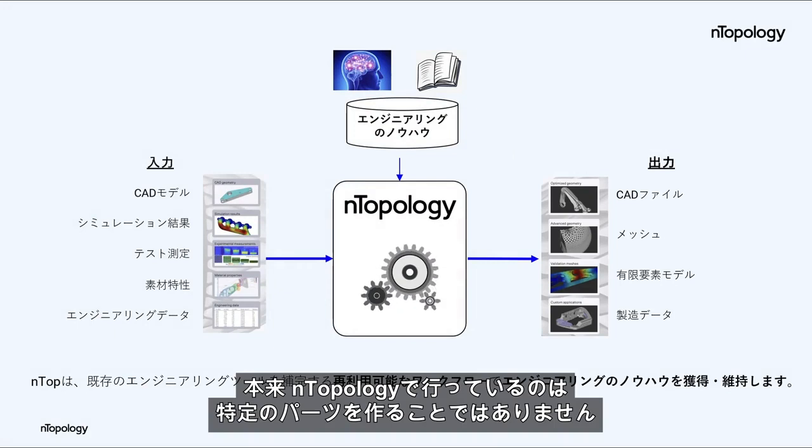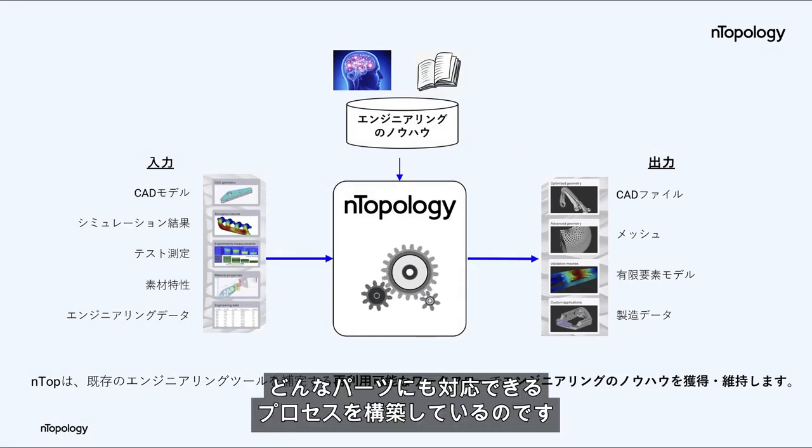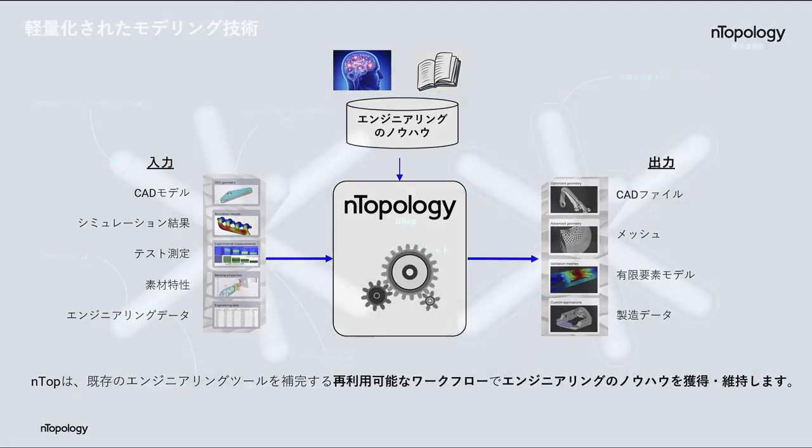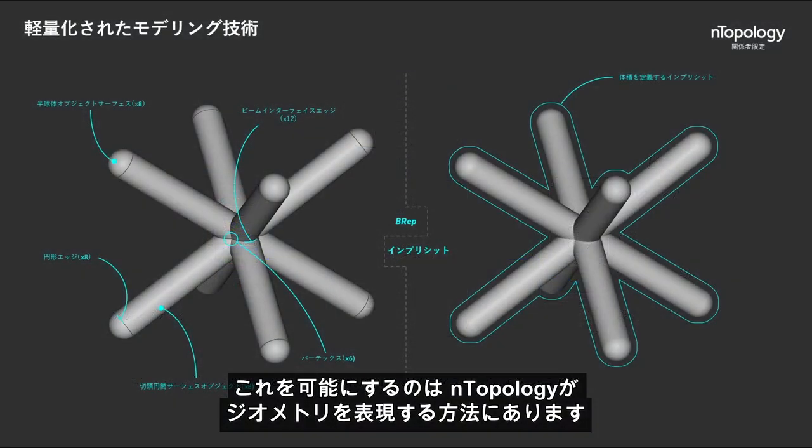Essentially, what we do in nTopology is not creating a specific part, we are building a process that can work on any part. This means that whatever we build can easily be reused and automated. This is possible because of the way that nTopology represents geometry.